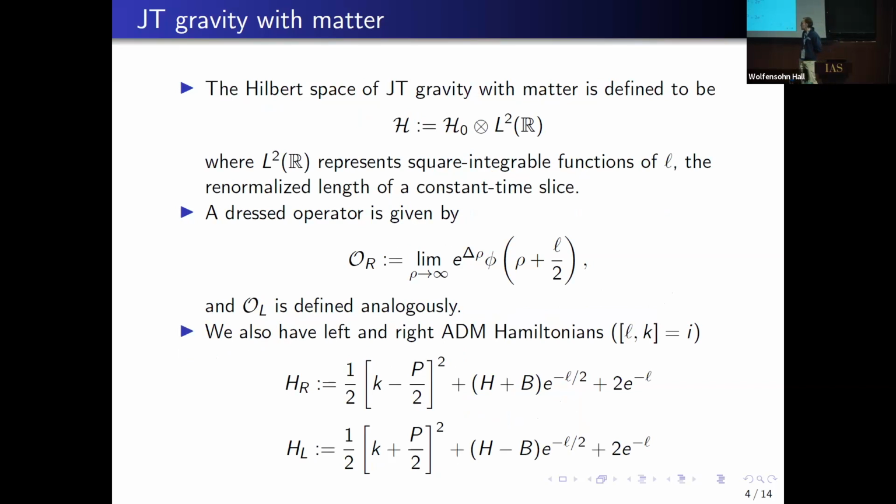Furthermore, acting on this Hilbert space, we have the left and right ADM Hamiltonians. So K is just canonically conjugate to L, and the formulas for these Hamiltonians are here. I won't need them later, but they're very simple, so I'll just write them down. Here, H, B, and P refer to the generators of the SL(2,R) spacetime symmetries for the QFT that act on the H0 factor only.